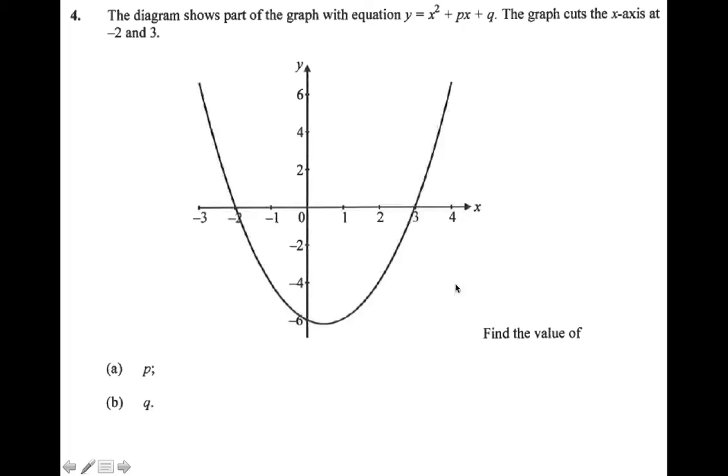In number 4, the question states, the diagram shows part of the graph with equation y equals x squared plus px plus q. The graph cuts the x-axis at negative 2 right here. When it says cuts, it means intersects or intercepts. We're looking for the x-intercepts. And 3. So here are two x-intercepts, negative 2 and 3. They're clearly seen here, and they're actually stated right here.